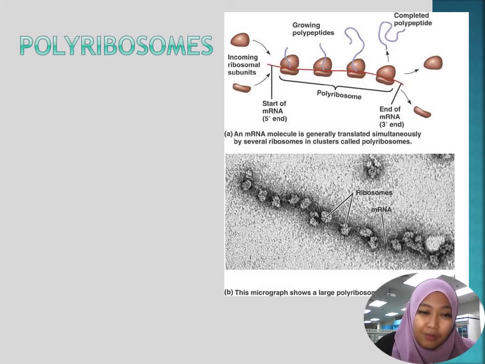A ribosome is only one, but with poly, meaning lots of ribosomes, they take place on one mRNA to make a lot of protein.